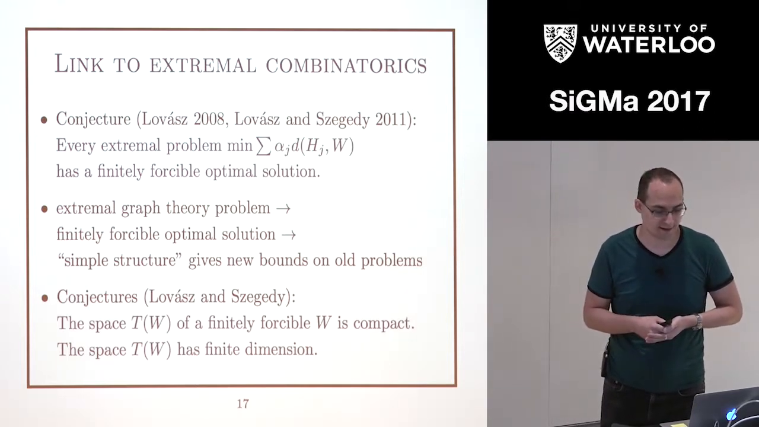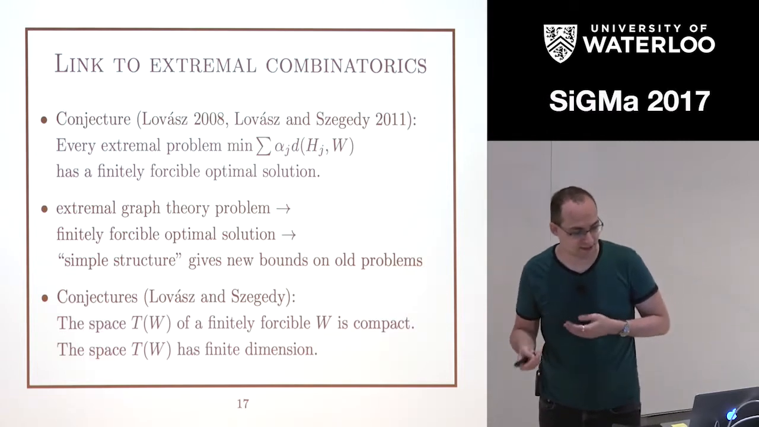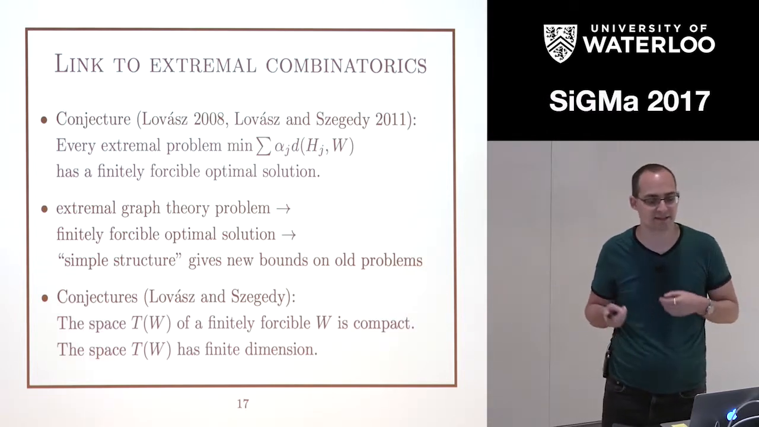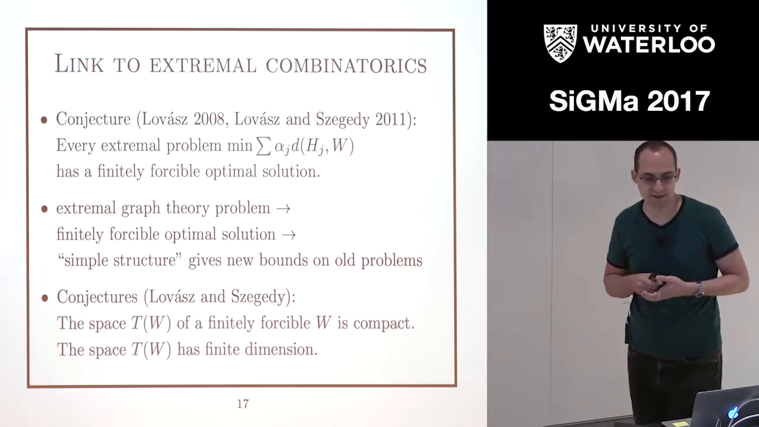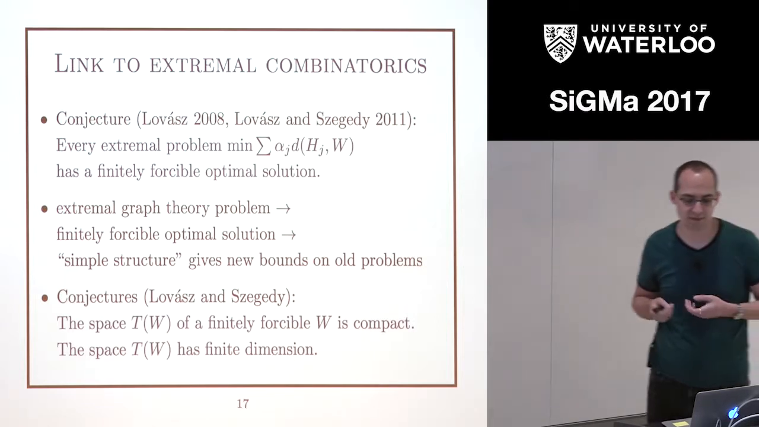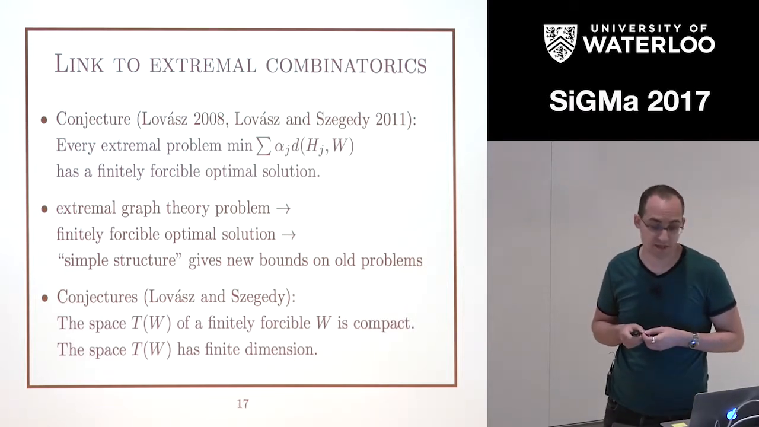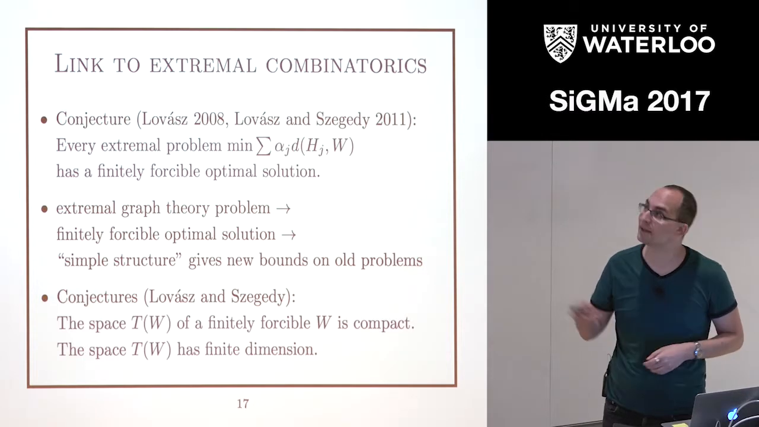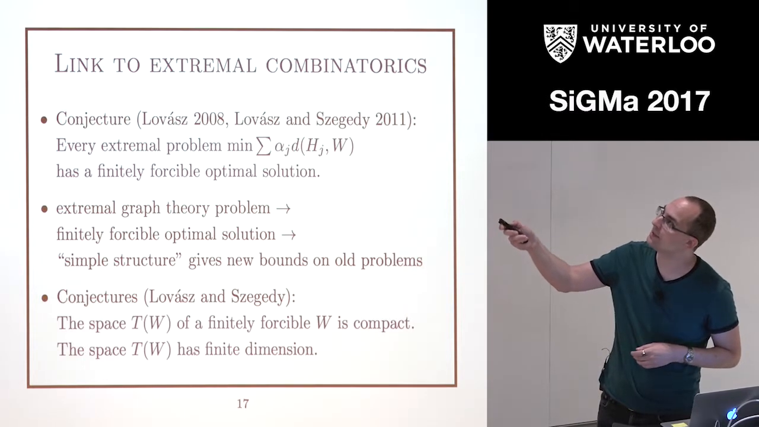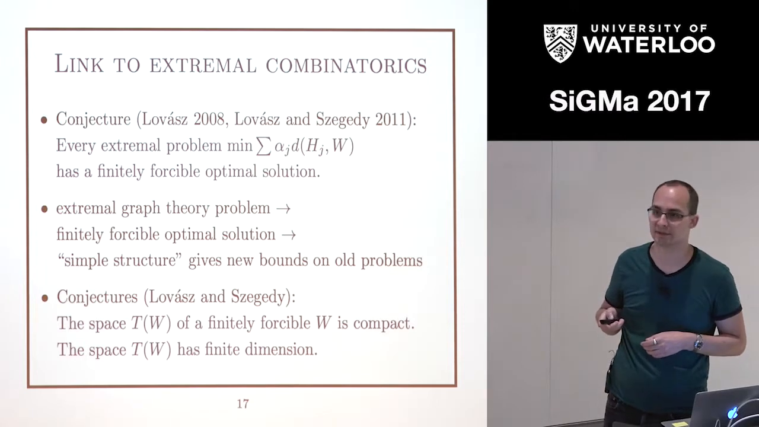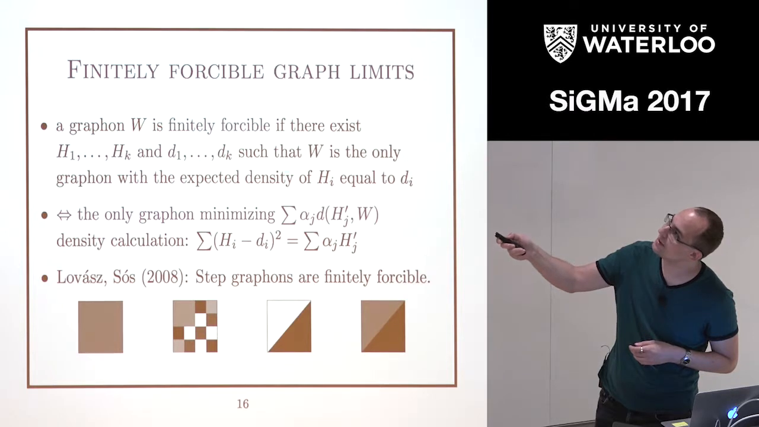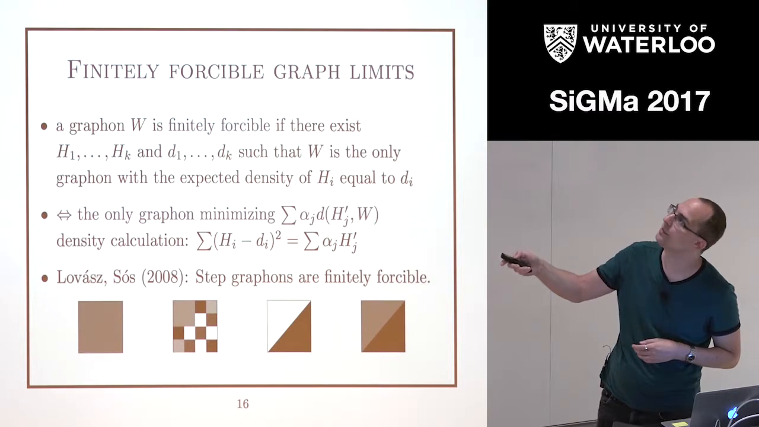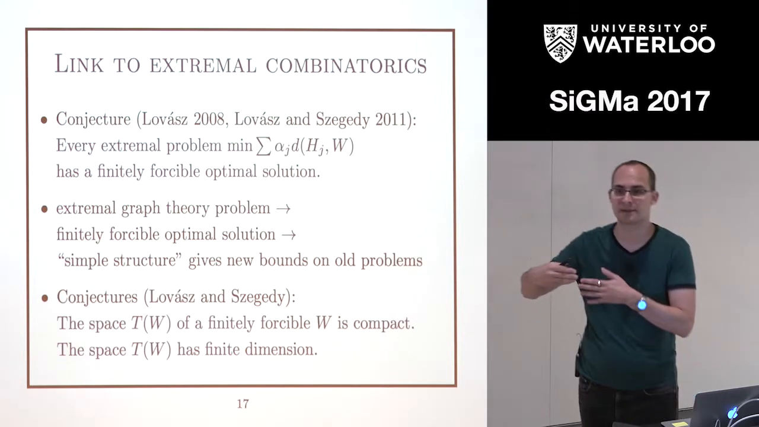And likewise, there was a conjecture which was sometimes formulated as a problem, as a question, and it's perhaps the second most cited open problem in the theory of graph limits, just after the conjecture of Aldous and Lyons. It was saying that every extremal problem of this type has a finitely forcible optimum solution. So what I showed here is that every finitely forcible graphon is a unique minimizer for some problem of this type. And this conjecture was essentially saying that one can reverse it.